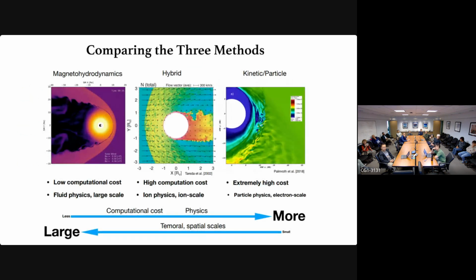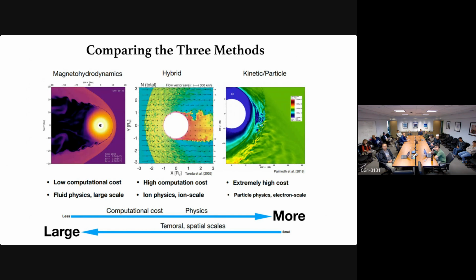So here's a comparison of several well-established methods of numerically modeling space and astrophysical plasma. On the right side, we have the particle or the kinetic models, which provide the electron scale particle physics. But the disadvantage of it is it's really expensive, and most of the time it's restricted to the modeling of plasma in a really tiny region.